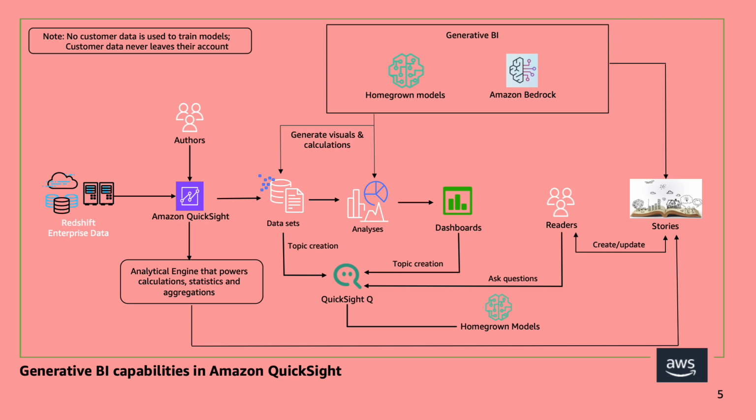With that being said, this is how this architecture leverages the AWS services to create that seamless, intelligent, and scalable generative BI experience within QuickSight, combining the power of large language models with the robust data analytics capabilities.